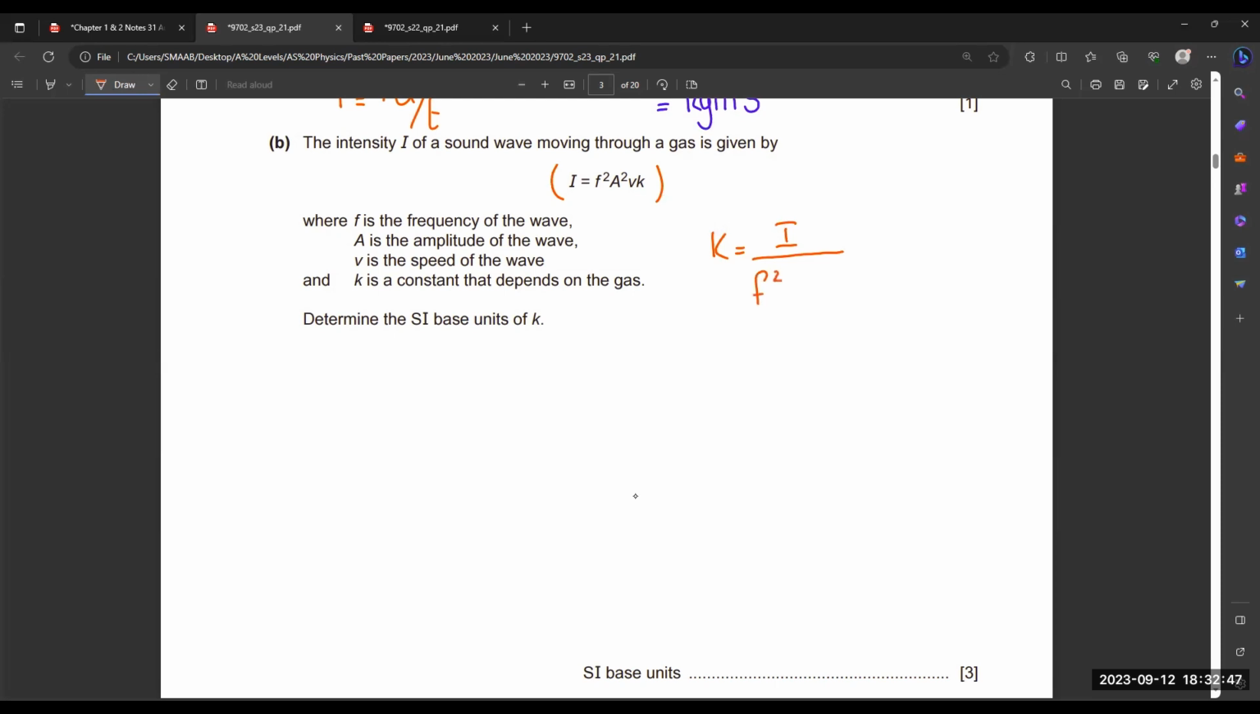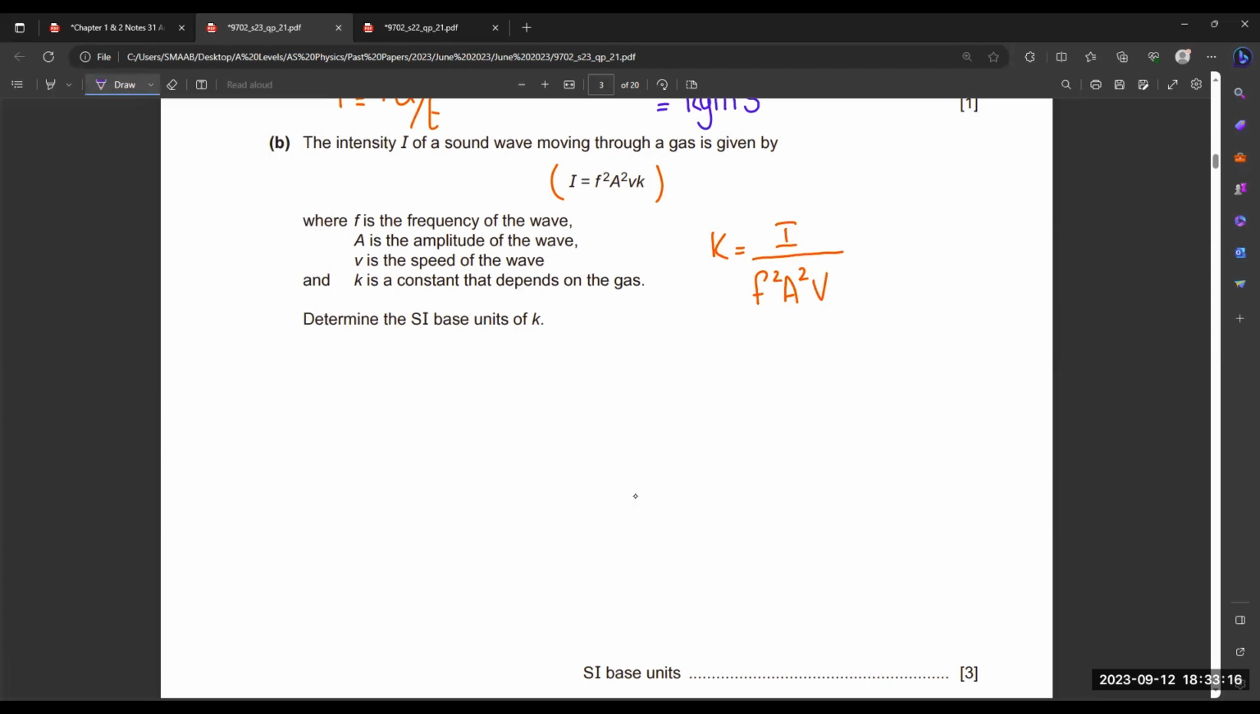Okay. And from the equation, if we just shuffle the value, you will find a formula like this for the value of K. And for the intensity, you have to write the SI unit of intensity. So if you remember, what is the basic formula of intensity?